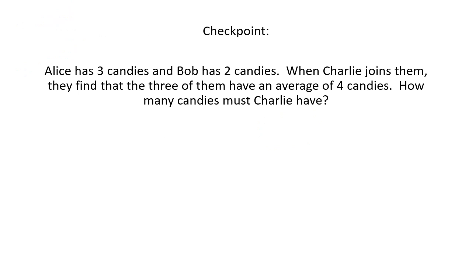So here's your checkpoint question. Alice has 3 candies and Bob has 2 candies. So you can see the average there would be 2.5 candies. Now, when Charlie joins them, they find that the 3 of them have an average of 4 candies. So how many candies must Charlie have? This is a common question that you'll see in a lot of books dealing with statistics and arithmetic mean, because it's making you think about that approach in a slightly different way.